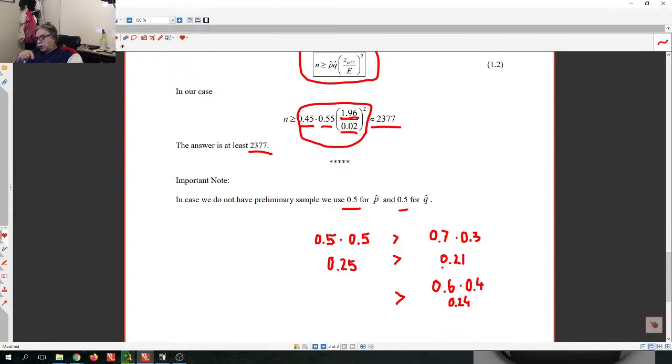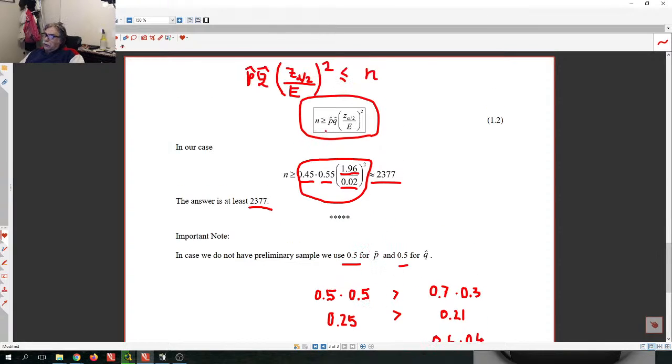The only time you're going to get 0.25 is if you take 50-50. That's an interesting thing to know. So if you are going to go above 50-50, you will go above any other product of P and Q.